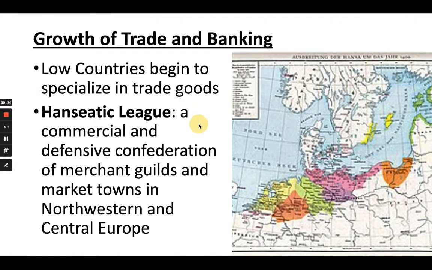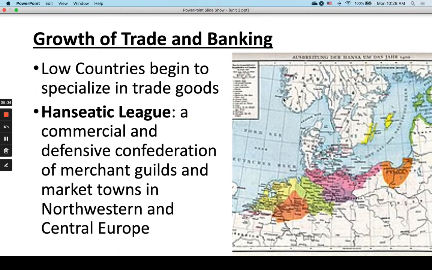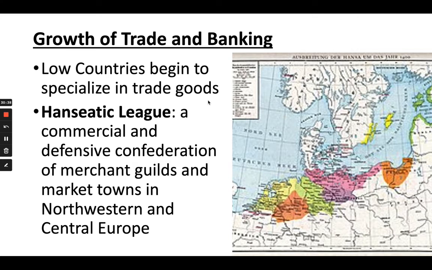We also see the growth in trade and banking, right? So the Low Countries, Belgium, Netherlands, are going to specialize in trade goods. Like wool will come from England. France will produce wine and cheese. Scandinavia, so think Norway, Sweden, Denmark: timber, fur.